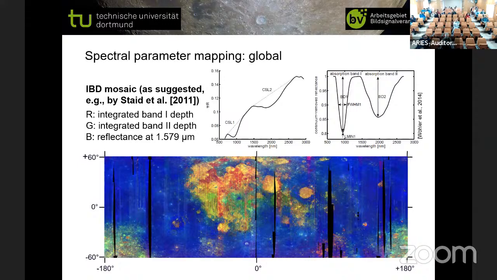Obviously, the mineralogy of the highlands seems to be simpler than the mineralogy of the Maria. But that's nice, but one cannot draw any quantitative conclusions. So one can say, yeah, there is a bit more this or that behavior, but we don't get quantities out of that yet.